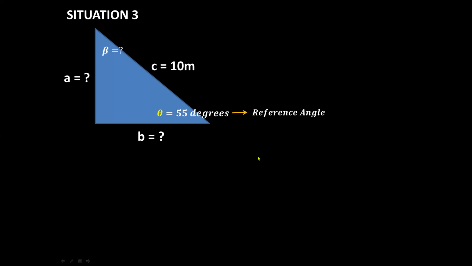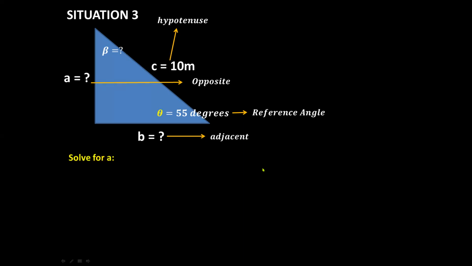And then, pwede na natin lagyan ng pangalan or function ng bawat side. Side C is our hypotenuse. Side B is our adjacent dahil adjacent siya sa 55 degrees. And then, side A is our opposite. So, we decide then kung ano ba yung una nating hahanapin. For example, ang gusto kong unang hanapin is to solve for side A.